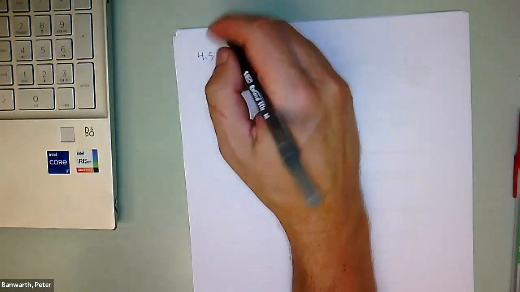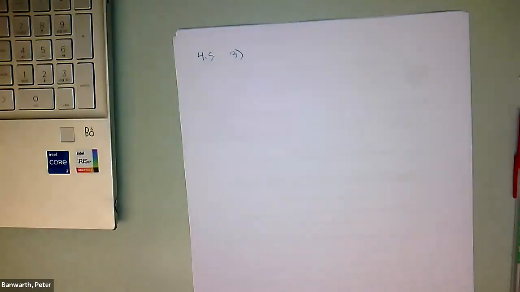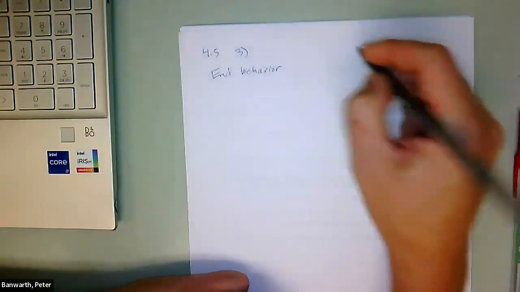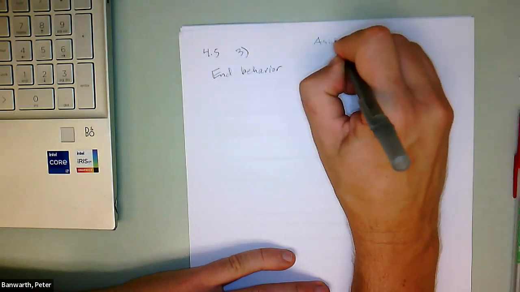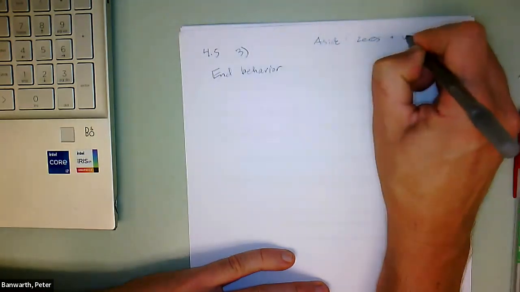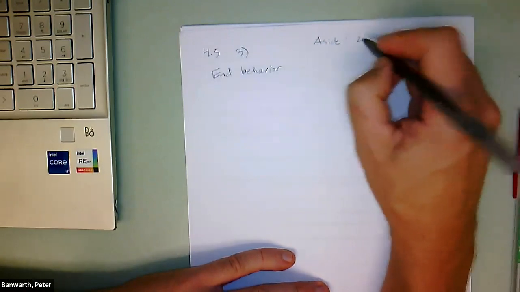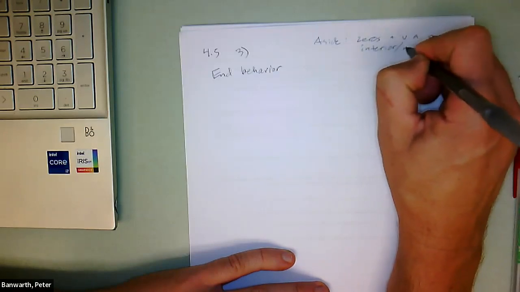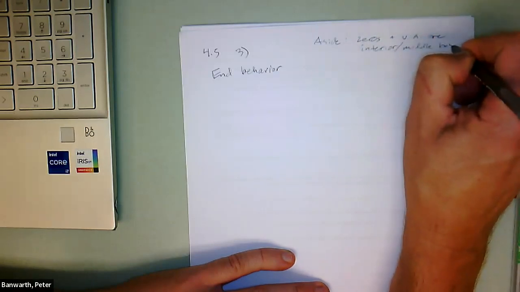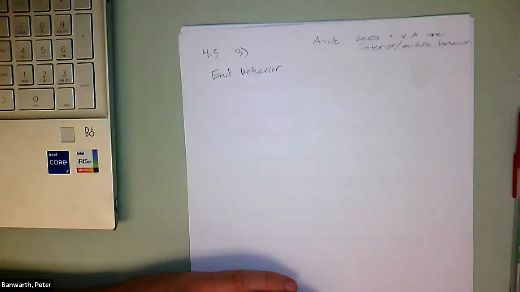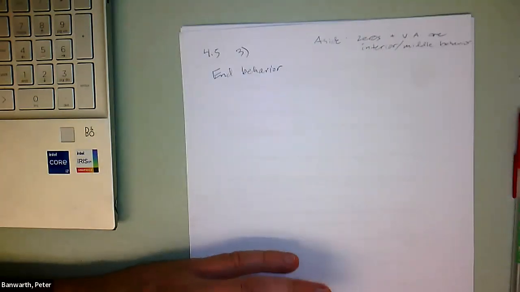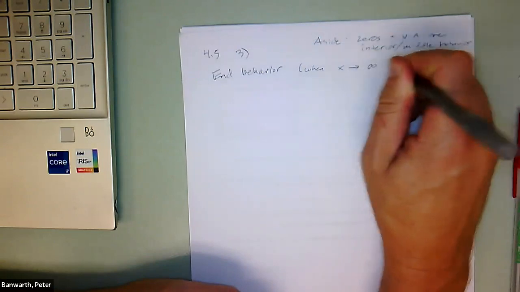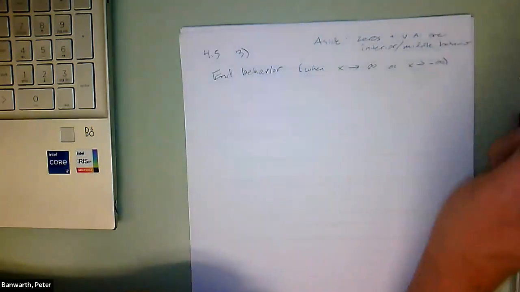4.5, question 3. So now we're getting into end behavior. Okay, when we talk about zeros, here's an aside. Zeros and vertical asymptotes are, I'll call it, interior behavior or middle behavior. Generally, we think about those numbers as kind of small. End behavior is when x goes to infinity or x goes to negative infinity.